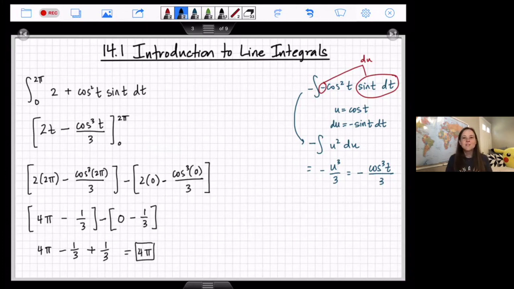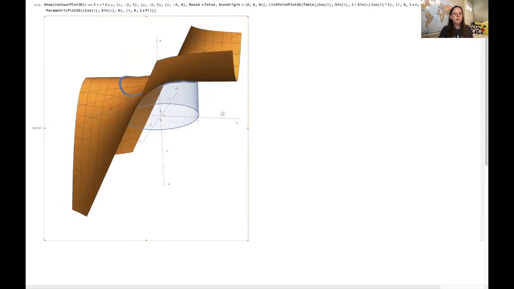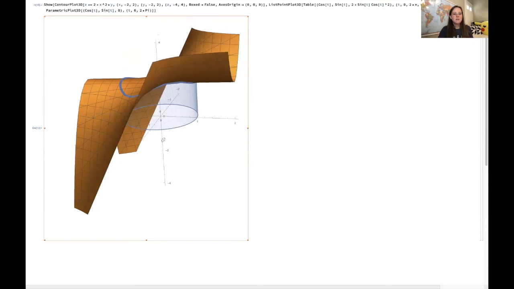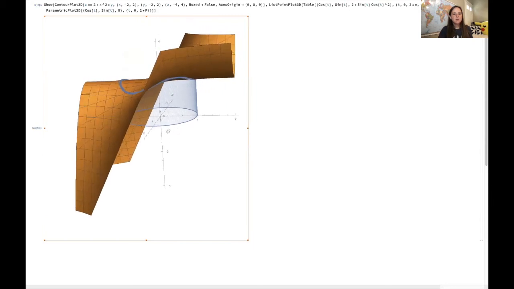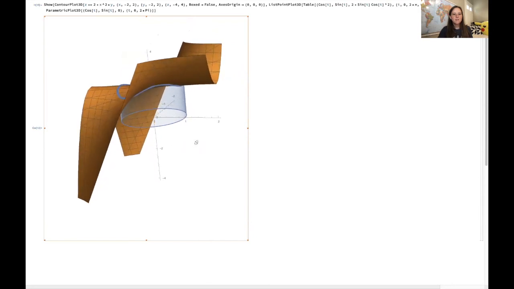All right, so I want to just go and show you a picture of what we calculated over in Mathematica. So here we are in Mathematica, and I have graphed here the orange surface. That's our function 2 plus x squared y. And then on the xy plane down on the bottom, I've got that unit circle drawn. And then just like we saw in the other applet, what we've been calculating here is the area of that curtain. This one's a blue curtain hanging down below that function over the curve x squared plus y squared equals 1 down in the xy plane.